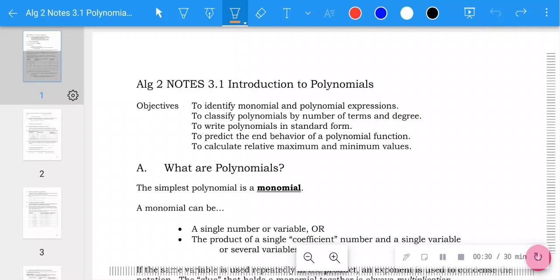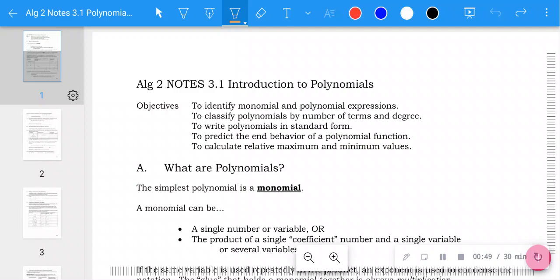You're going to learn how to write a polynomial in standard form. And then you can predict the end behavior. Does the right arm go up or down? Does the left arm go up or down? And then you're going to calculate the maximum height or the minimum height on these functions when you graph them.